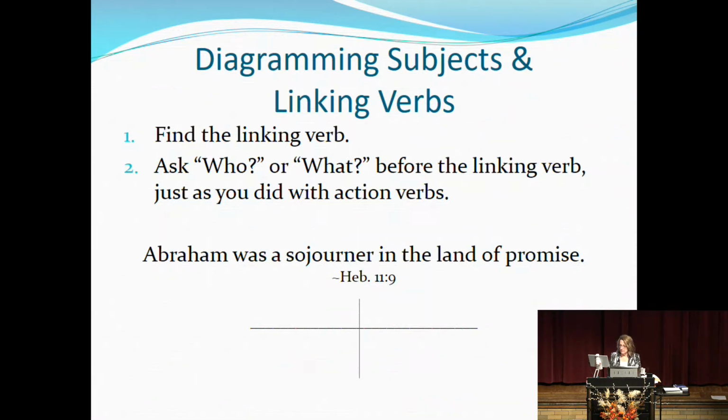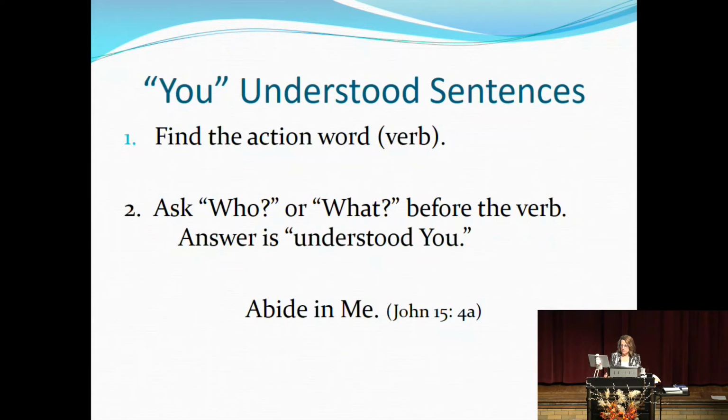So let's try this from Hebrews 11:9. Abraham was a sojourner in the land of promise. The verb is was. What type of verb is that? Linking verb, thank you. Who was? Abraham, there's my subject. Interesting. Abraham equals sojourner here in this sentence, doesn't it? So here I'm ready to diagram. Was, and I retain my capitalization. And Abraham was.